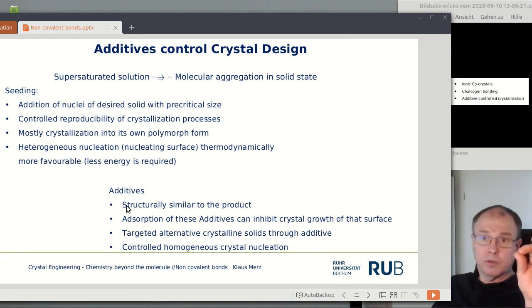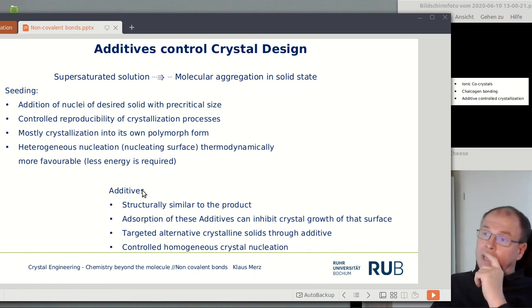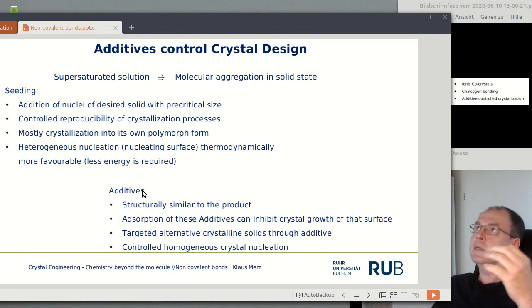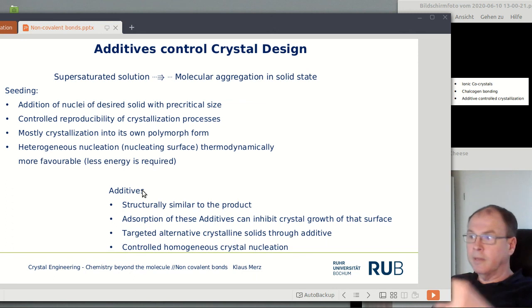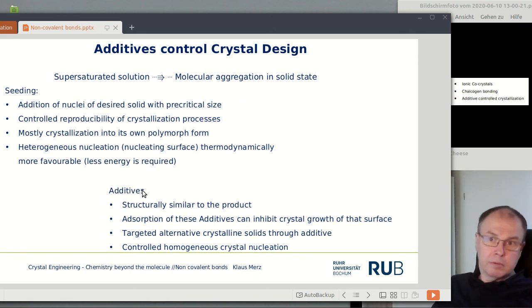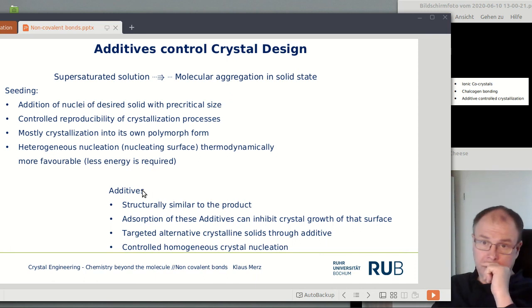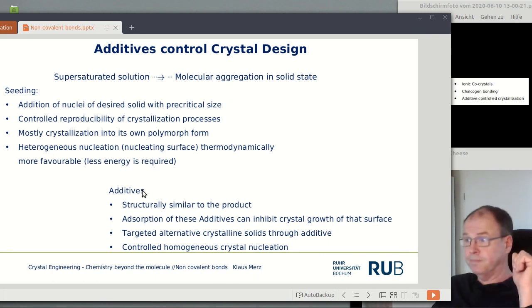Additive controlled crystallization is a homogeneous crystal nucleation. So additives mostly are structurally similar to the product. Yeah? And in this case you can explain the crystallization by adsorption of an additive on the crystal surface. Yeah? This can inhibit crystal growth and can start a new alternate crystal growth process.